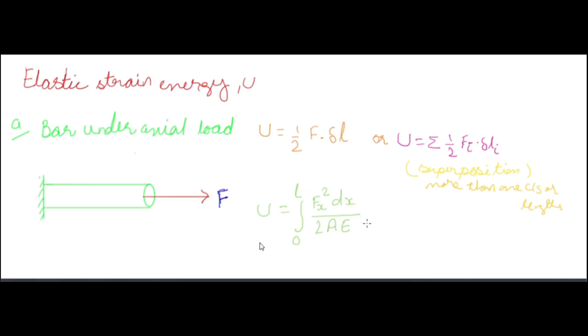This is so because delta L is F into L by A into E. We have already seen delta L is equal to PL by AE, where P is the load, L is the length, A is the area of cross section and E is the modulus of elasticity. So half into F into L by AE will give you F square L by 2AE. So in terms of integration you have the integral from 0 to L of Fx square dx by 2AE.